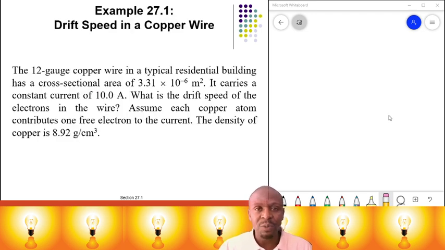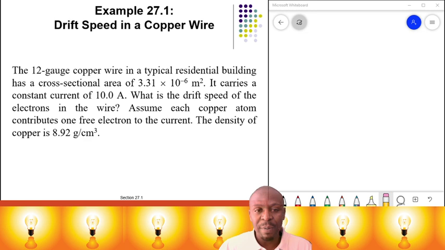Now let us also do the drift speed in a copper wire example. The 12 gauge copper wire in a typical residential building has a cross-sectional area of 3.31 times 10 to the minus 6 meters squared. It carries a constant current of 10.0 amps. What is the drift speed of the electrons in the wire? Assume each copper atom contributes one free electron to the current.